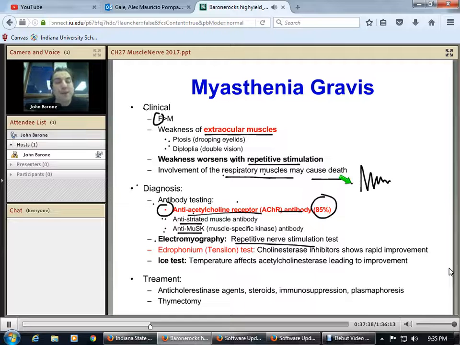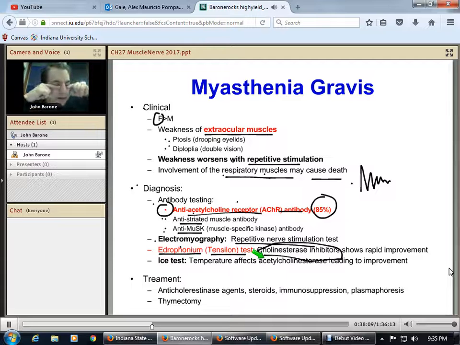They can't do it. All right, now another test, and this is a very popular one, is the edrophonium test, also known as the Tensilon test. We're going to inject you with edrophonium, which is a short-acting anticholinesterase agent. It's a cholinesterase inhibitor. So what happens is, as soon as I give it to you, your eyes open. I can see clearly now, the edrophonium is on board.